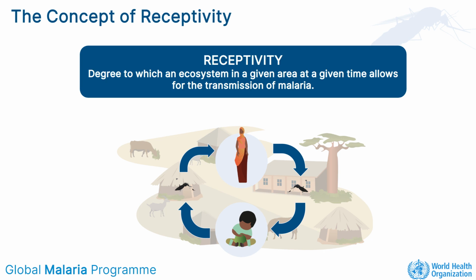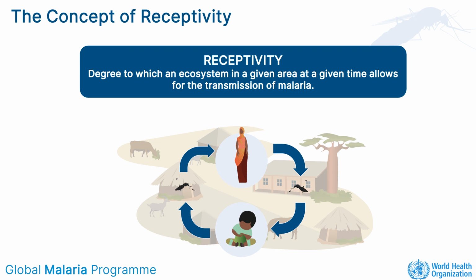Receptivity is a construct developed during the Global Malaria Eradication Program that is commonly accepted to mean the degree to which an ecosystem in a given area at a given time could support local malaria transmission. Receptivity of an area to transmission of malaria is obviously related to the capacity of the vector population in the area to transmit malaria infections.